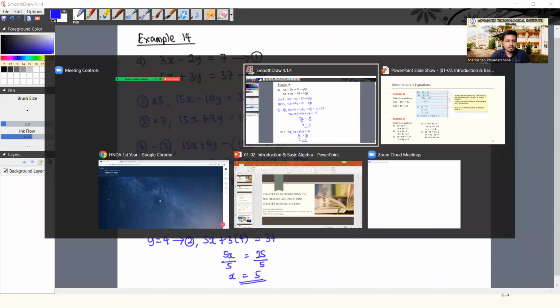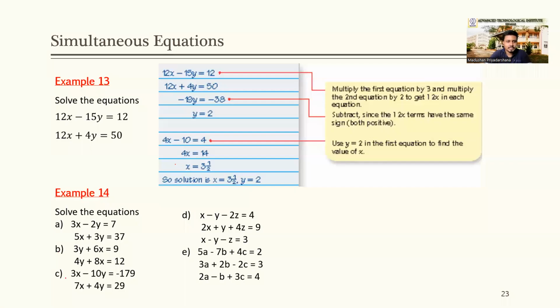Then you try part B and C here. Try part B and C and come up with answers for part B and C. Get the values of x and y. We'll give you 5 minutes for that. Only part B and C, yeah?